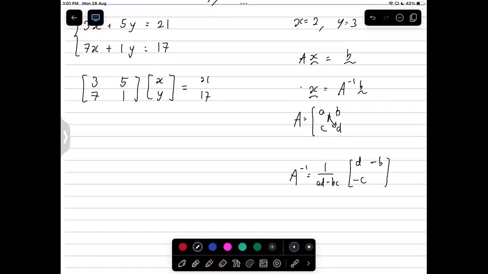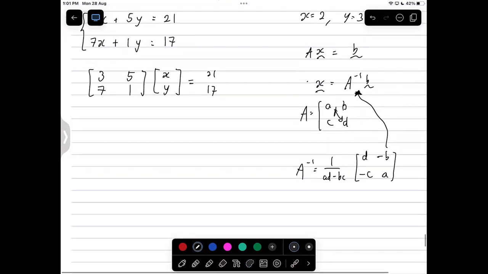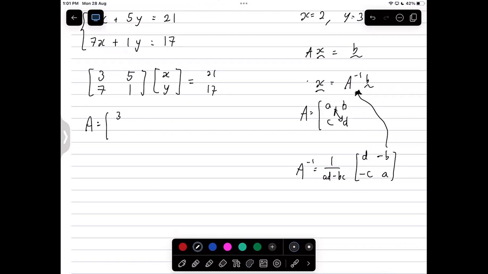Okay? Good. Then we're gonna carry on. Sub this A inverse inside there. Multiply by B, and then you get your answer. So let's do that. So A equals 3, 5, 7, 1. Therefore, A inverse equals 1 over a times d, so 3 times 1 minus 5 times 7. Okay, then don't put times there. So I'll use a square bracket then.